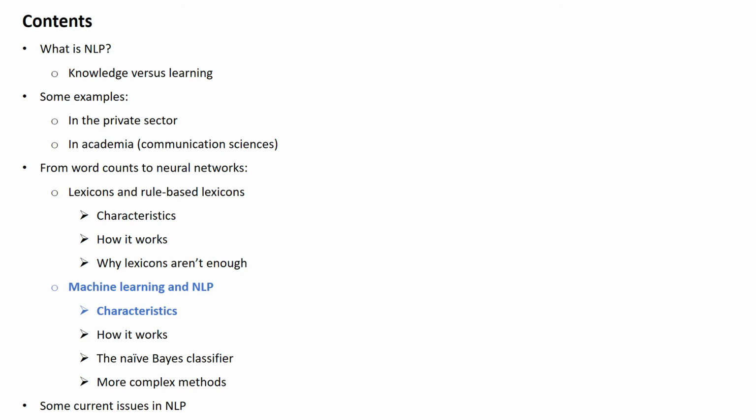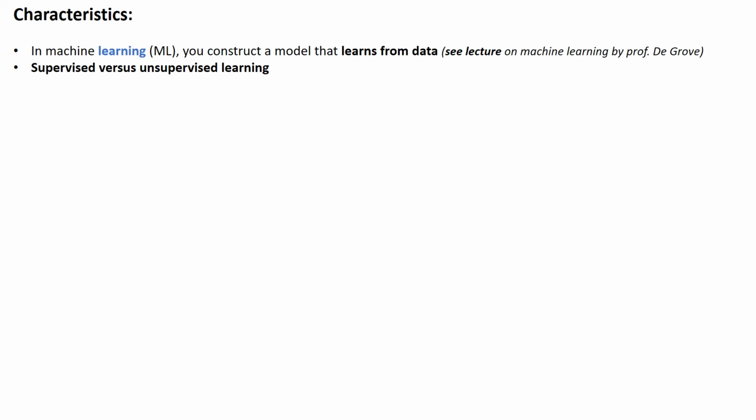So let's talk about machine learning. When we talk about machine learning, we don't refer to the knowledge part anymore of NLP, but obviously the learning part. Machine learning is all about learning from data and from examples and patterns present in data. Professor Frederik de Grove will give a lecture specifically on machine learning, so I advise you to watch this lecture as well. I will give you just a basic understanding of machine learning when it is applied to NLP. So, when we talk about machine learning, it's really important to make a distinction between supervised and unsupervised learning.